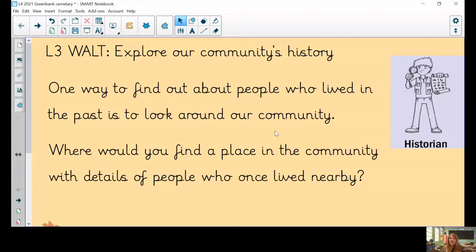So in your first lesson, you were exploring the Espresso website. The second lesson, you were creating your own timeline. And today we're on to our third lesson and we are learning to explore our community's history. So one way to find out about people who lived in the past is to look around our community.